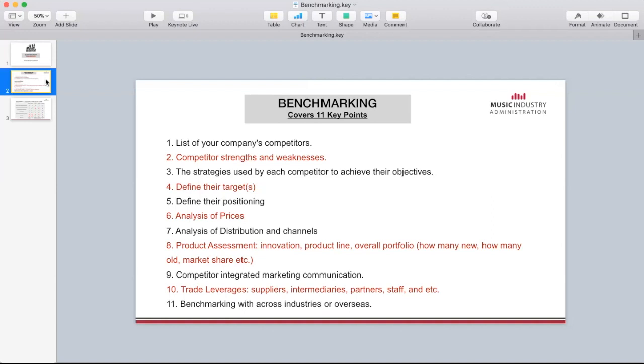This is about benchmarking. So the first step is to define who your competitors are and list them into two types of categories, the direct competitors and the indirect competitors. Then looking at their strengths and weaknesses, that's the minimum you want to do. So here I have a list of another 9 elements that you should be looking at. Identify what their objectives are, so you try to guess their objectives and which strategy they're following. Then you also want to identify who their targets are.